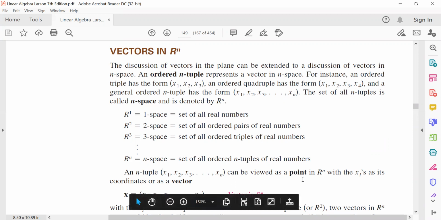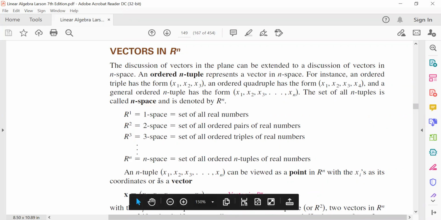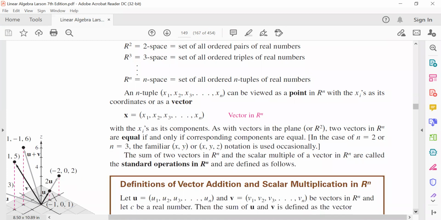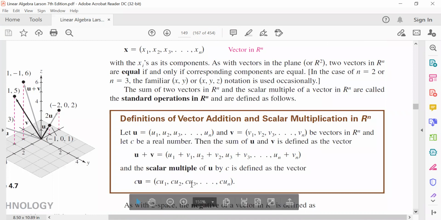Anyway, an n-tuple can be viewed as a point, I'm doing air quotes now, in Rn, and the xi's are the coordinates, or components, of it as a vector. Anyway, let's move on. So here's x, my vector. Now, the definition of vector addition. Here we see vectors in 3 dimensions. The definition of vector addition and scalar multiplication in Rn is the same definition. It's just that now when I add u plus v, it's u1 plus v1, u2 plus v2, u3 plus v3, up to un plus vn.